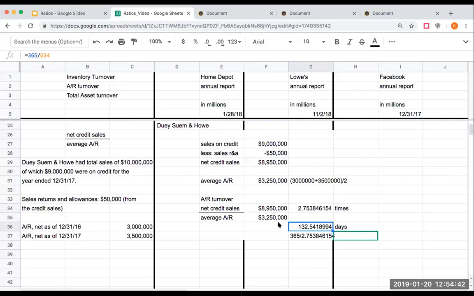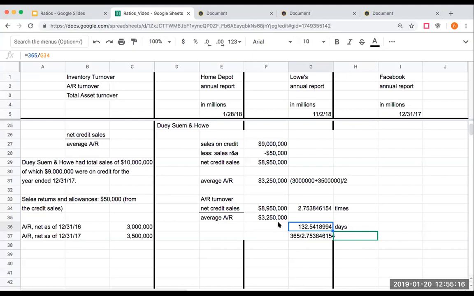Unless you're dealing with a governmental agency, if it's taking you 132 days to collect receivables, that's a huge problem. Or if it's something that's part of your industry, it may be okay. But again, for a company like Dewey, Suom and Howe, they need to figure out ways of getting paid more quickly. The challenge for Dewey, Suom and Howe is that if they don't get paid quickly, they're going to have to find financing if they need it from other sources. And there's a cost to that financing.